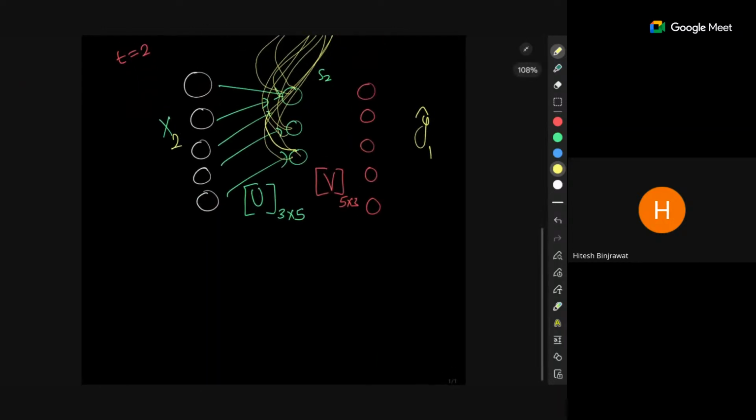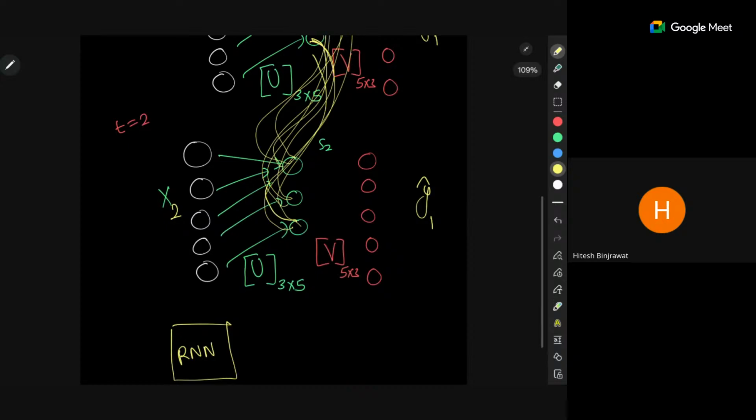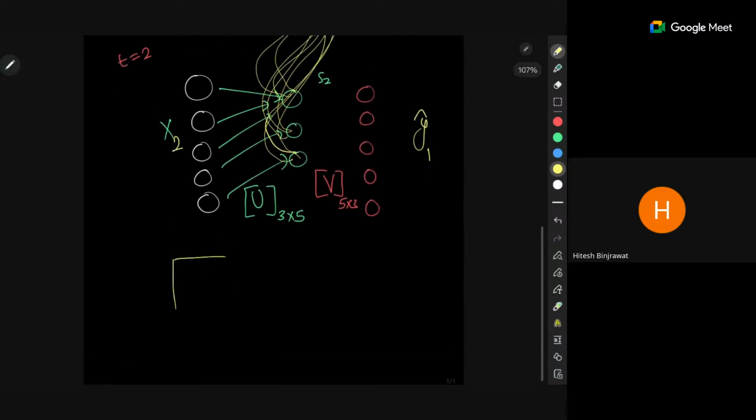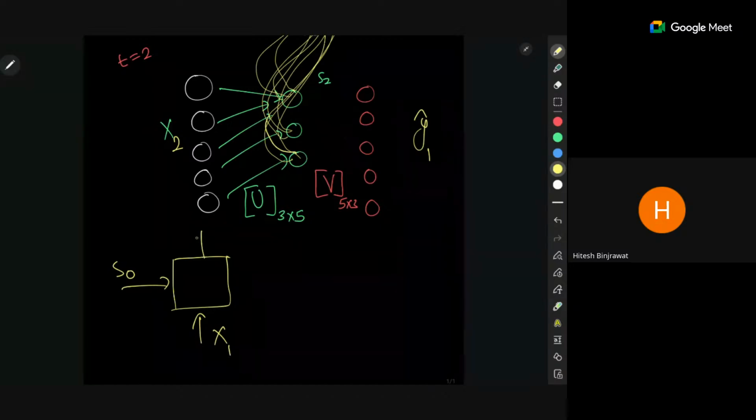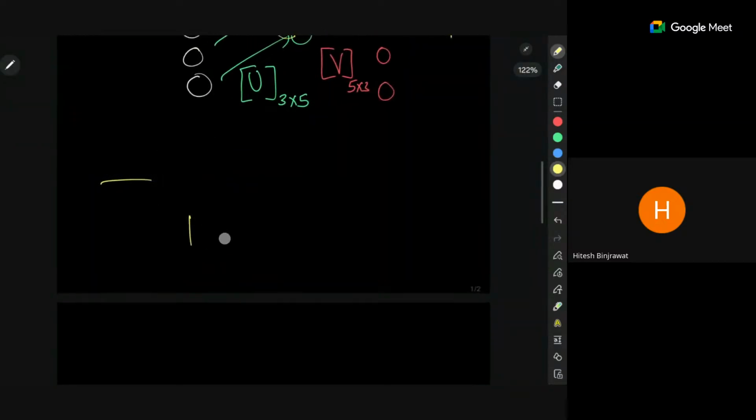Now I'll not draw this again and again. So what we do is we can create this box. I'll call it RNN block. This is how it looks, and we can say X is going in from here. S0 or St-1 is coming from here, and it will go to another one, right? So X1 is going in from here, S0 would be coming here.